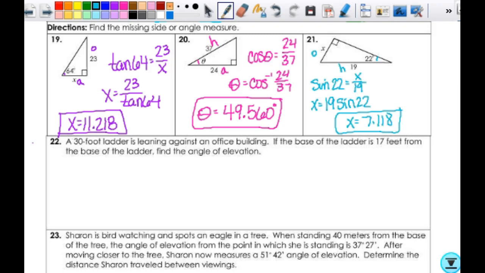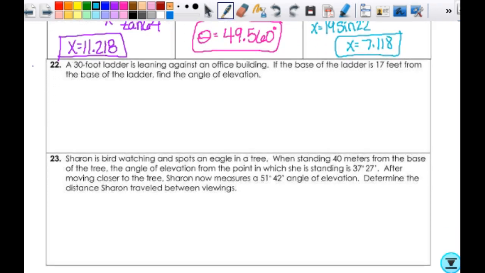All right, so number 22, I'm going to have to draw and label a picture here. This says a 30-foot ladder is leaning against an office building. If the base of the ladder is 17 feet from the base of the ladder, remember that doesn't really make any sense, so this should say building. So here's my building, here's the ground, here's my ladder. So this is a 30-foot ladder. It is leaning against an office building. The ladder is 17 feet from the base. And I want to know, what is this angle?